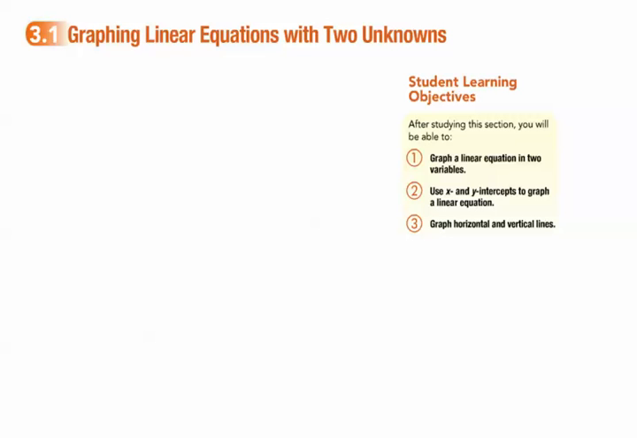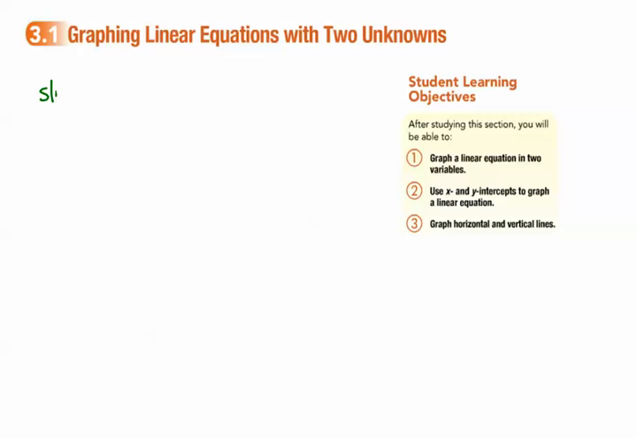Okay, in this video, we'll begin to take a look at Chapter 3, Section 1, Graphing Linear Equations with Two Unknowns. There are three things that we need to be able to accomplish through this section. Number one, we want to be able to graph an equation in two variables. First of all, that is to graph an equation that is in what we call slope-intercept form.